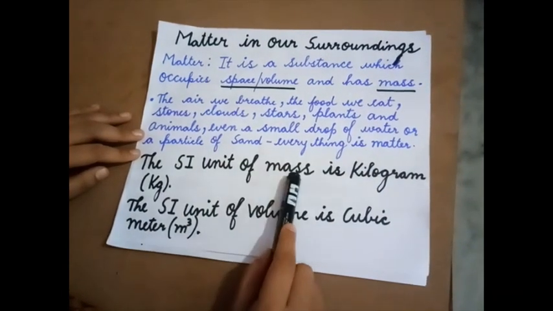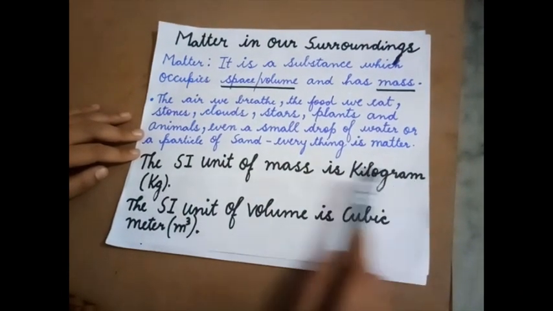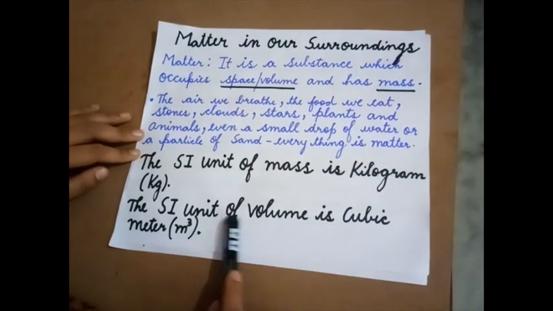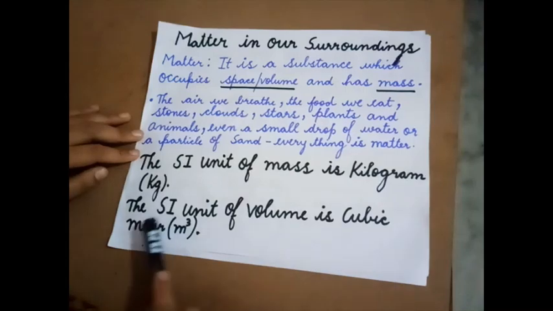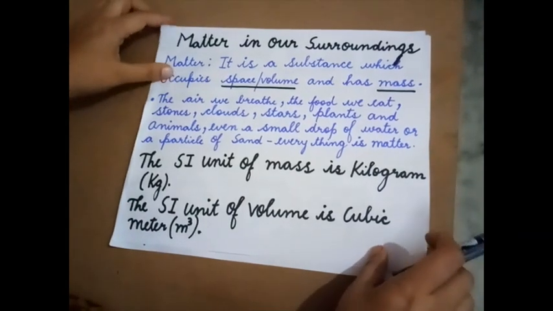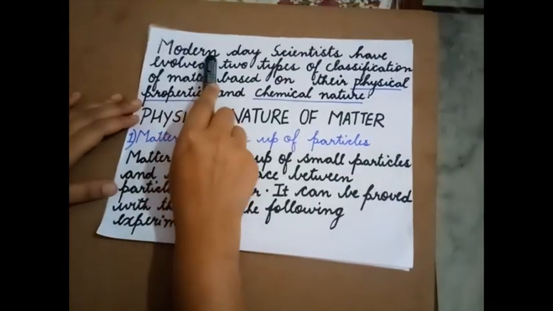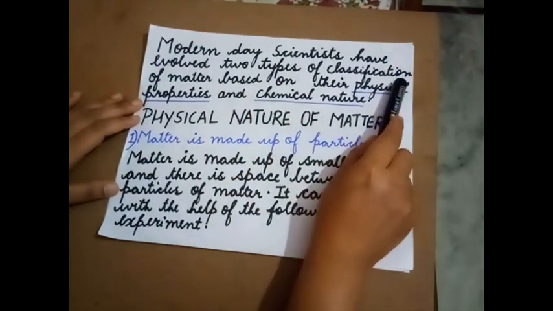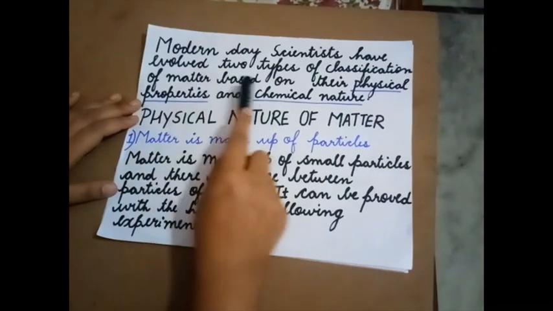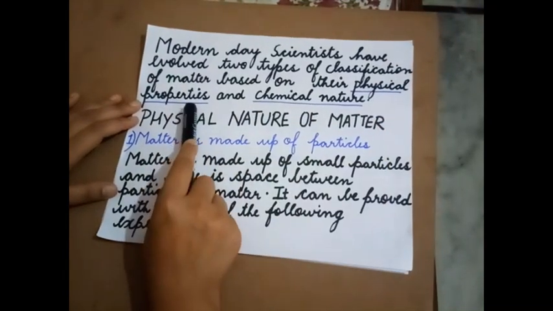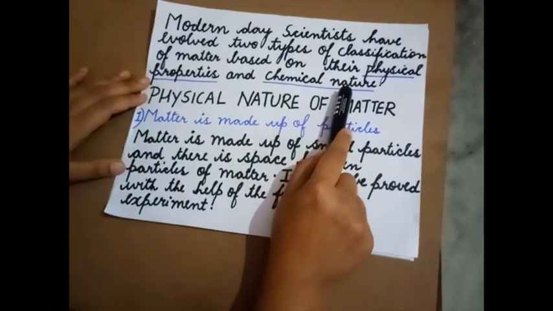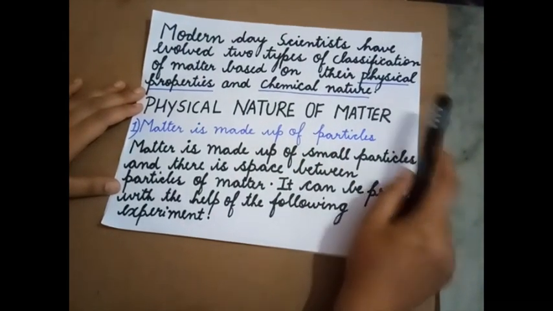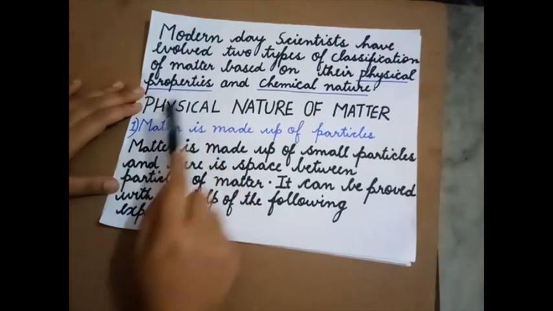The SI unit of mass is kilogram. We measure mass using kilogram. The SI unit of volume is cubic meter. Modern day scientists have evolved two types of classification of matter based on their physical properties and chemical properties. In this particular chapter, we will be just concentrating on physical properties.